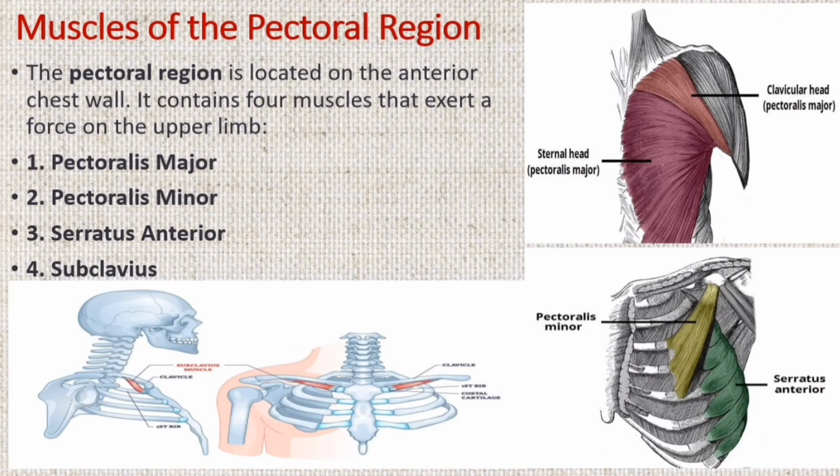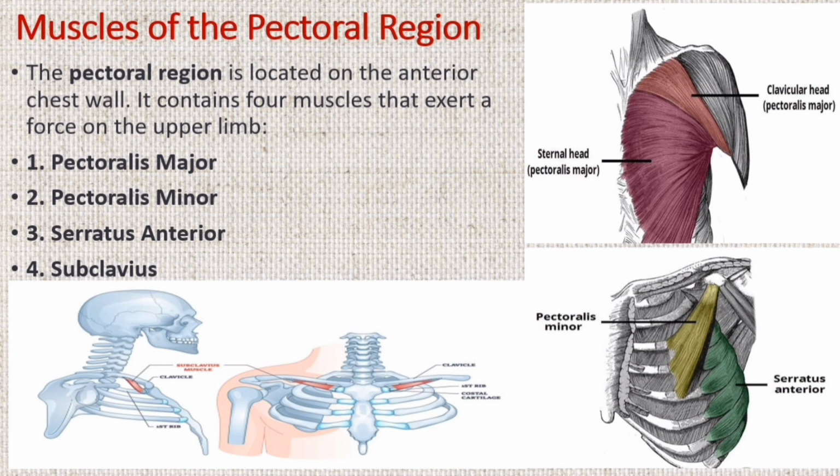Muscles of the pectoral region. The pectoral region is located on the anterior chest wall. It contains four muscles that exert a force on the upper limb: the pectoralis major, pectoralis minor, serratus anterior, and subclavius. In this video, we shall look at the anatomy of the muscles of the pectoral region, their attachments, actions and innervation. Pectoralis major. The pectoralis major is the most superficial muscle in the pectoral region.